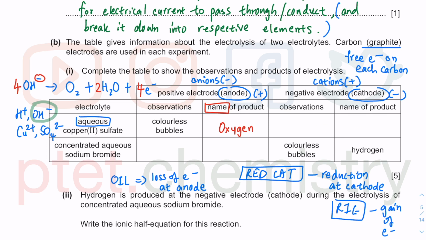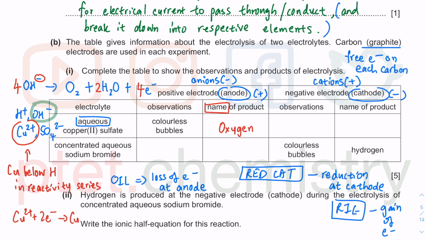So at the cathode, our observations depend on which of H plus or Cu2 plus gets reduced. It has to be copper 2 plus, as copper is below hydrogen in the reactivity series. So we know that copper is less reactive than hydrogen, and therefore copper favors reduction. So the Cu2 plus plus 2 electrons gives you Cu. We are going to get copper as a solid, not copper 2 ion, but copper as a solid. The observation is you will get a pink solid, or you can also call it red-brown solid. So this solid will form at the cathode there.